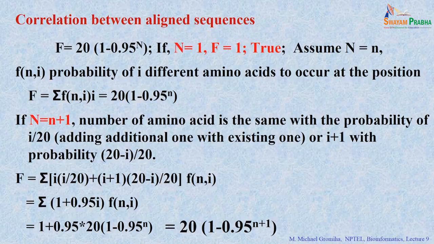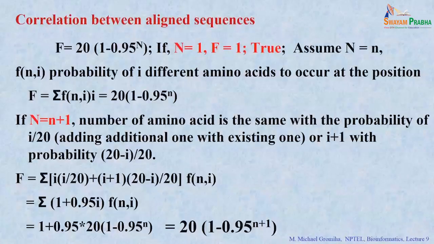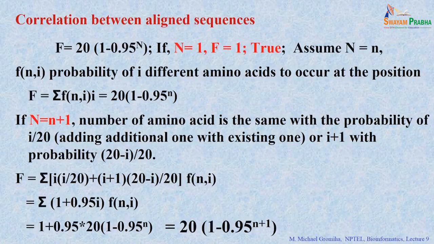So now the question is, if you add one sequence, what is the probability of this function f, whether this will fit with this equation or not. In this case imagine the equation with two conditions, one if n equals 1 or n equals n plus 1. If in both cases you are able to fit this equation, then you can say that you can use this to get the independent counts. So if n equals 1, then it will fit with this equation. N equal to 1, f equal to 1, that we discussed earlier.